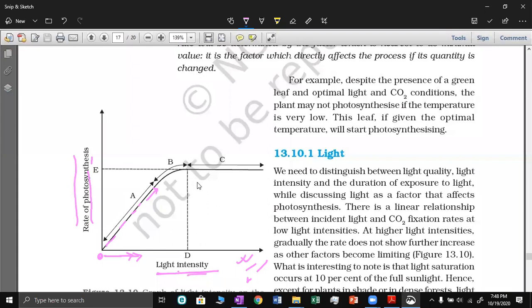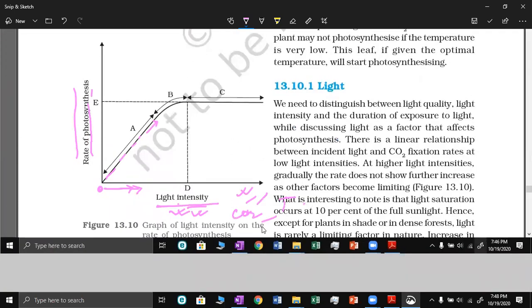But after some time, though enough light has been given, the rate of photosynthesis is not increasing because the other factors, like the carbon dioxide, or the temperature, or the amount of chlorophyll, or the enzymes, have become limited. So the photosynthesis, after increasing up to a certain limit, the rate will not increase. It will not go in this way, but it is flat. It shows that the rate of photosynthesis is not increased.